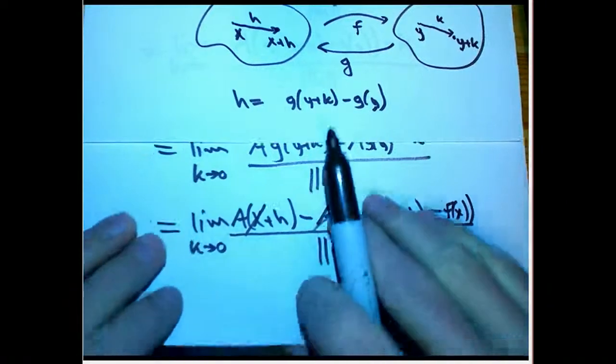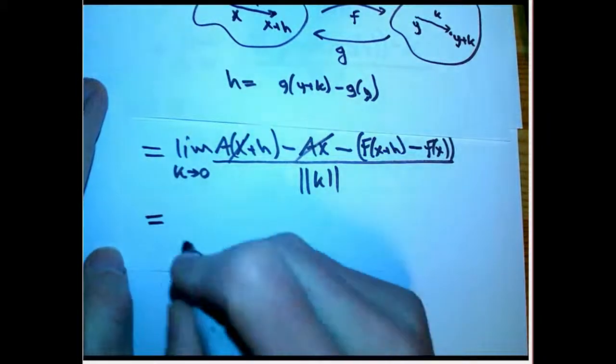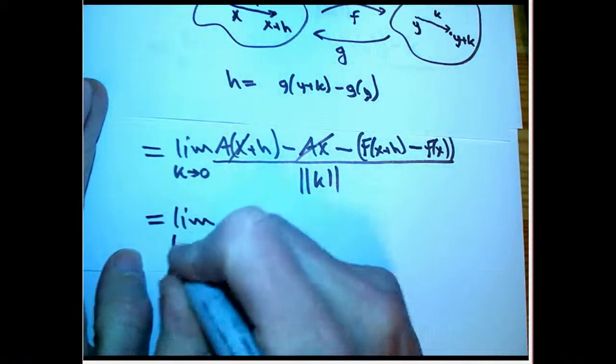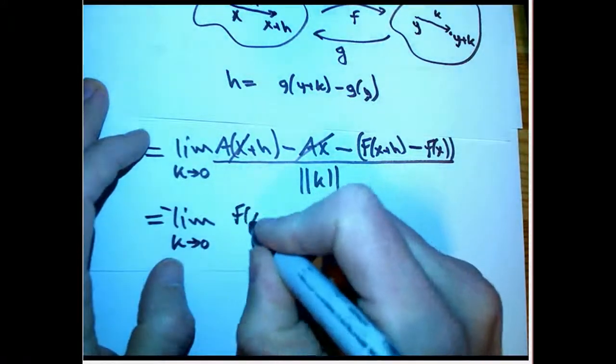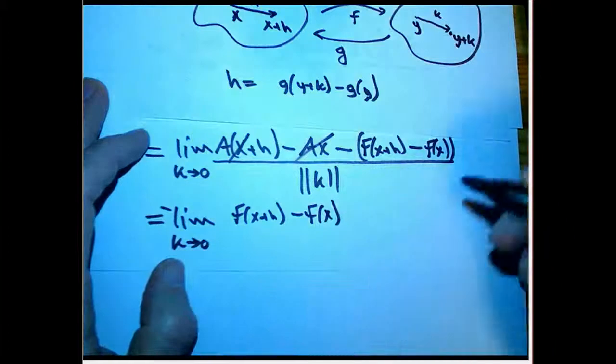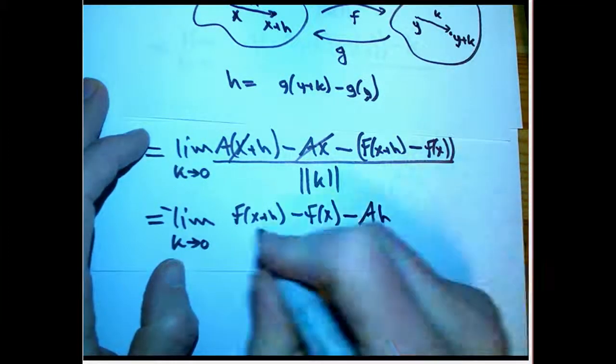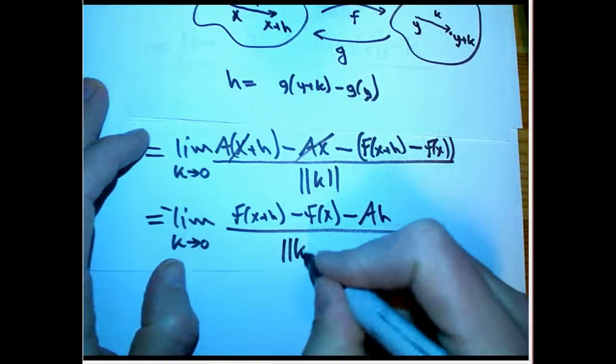Okay, so let's actually write that out. There's a minus sign, but that's okay, because we just want to show that this is 0 anyway. So this is going to be the limit as k goes to 0. So a minus sign in front. I factored out the minus sign: f of x plus h minus f of x, and then minus a h, all over magnitude of k.